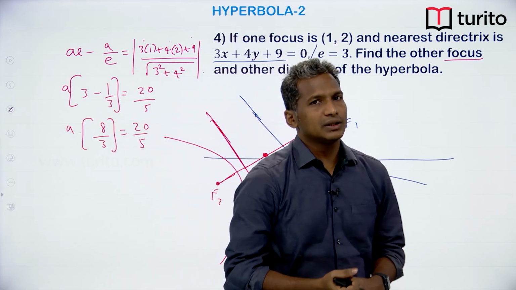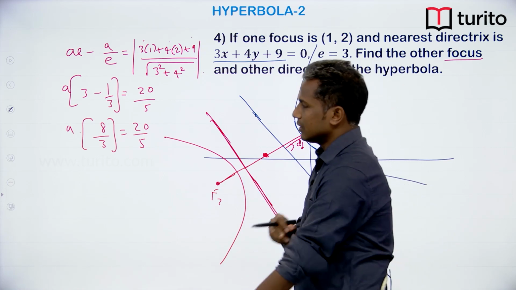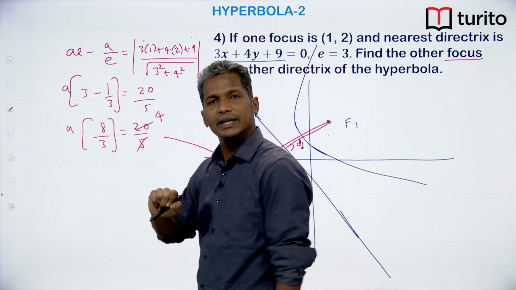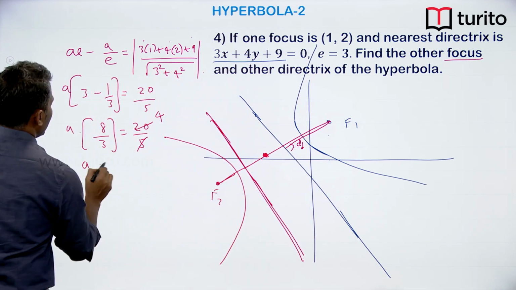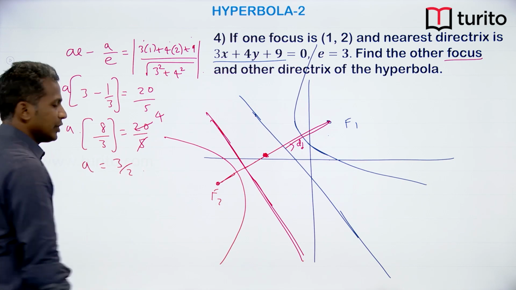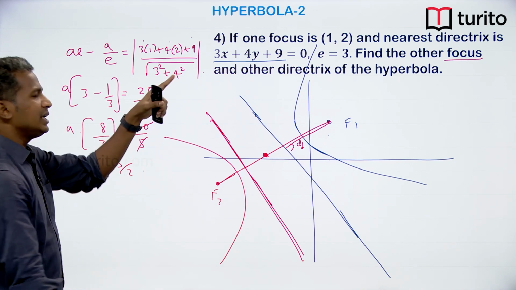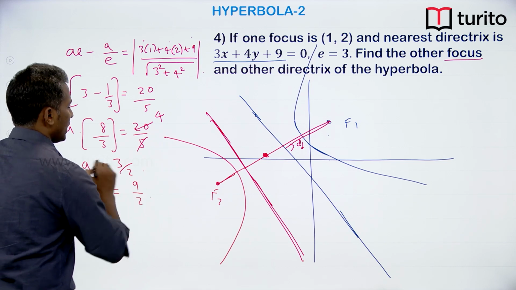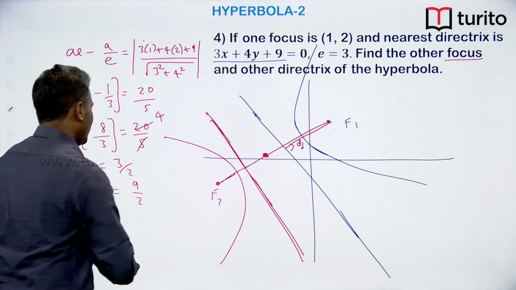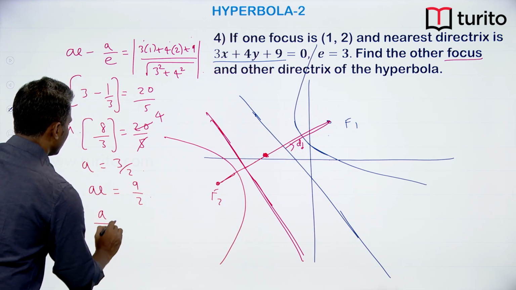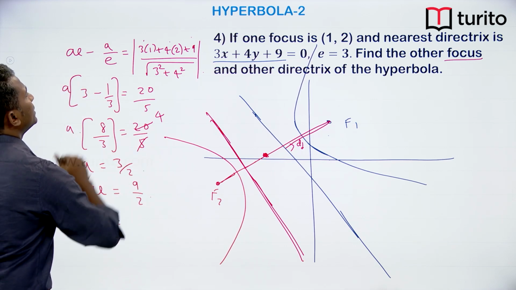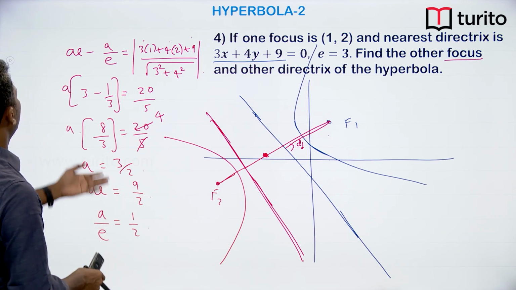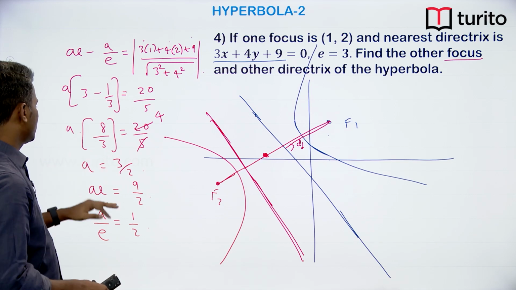Now, let us see what are the terms that may get cancelled. Here we understand that 5 is getting cancelled and this 4 is also getting cancelled. So, we are basically getting A equal to 3 by 2. We got A, we got E also. So, what is AE? AE will become 9 by 2. What about A by E? A by E will become 1 by 2, right? A is 3 by 2 divided by 3 will give us 1 by 2.